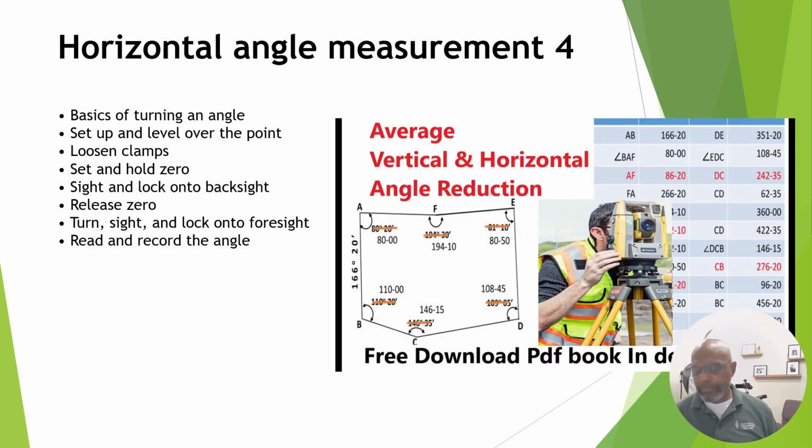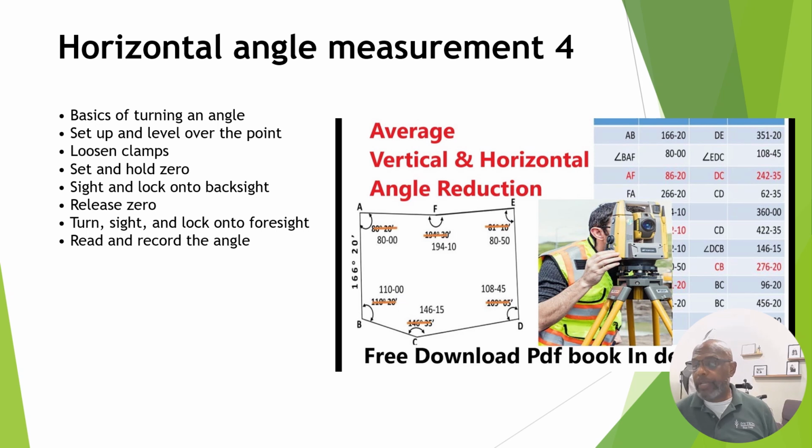On page 518, it goes over the basics of turning an angle. In other words, once you set up and level over the point, you know where you're starting at. You define that point, you made a mark there. You verify, make sure everything is plumb. So now you start to loosen the clamps. Next, you set and hold 0. In other words, bring it to 0. You got that point where you're starting at, set it to 0. Sight and lock into the back sight. The back sight is where you are measuring to.